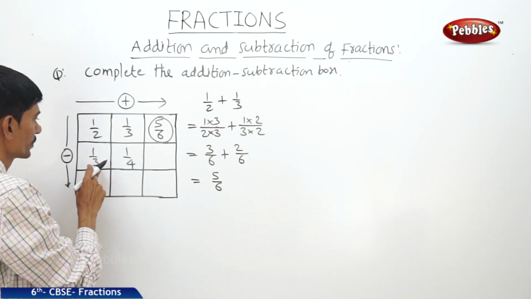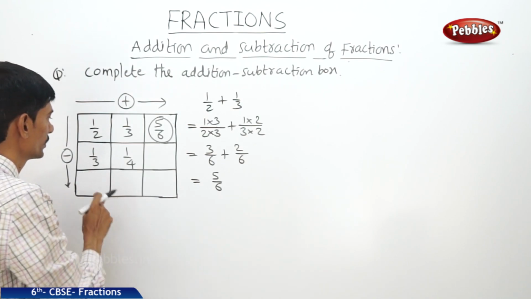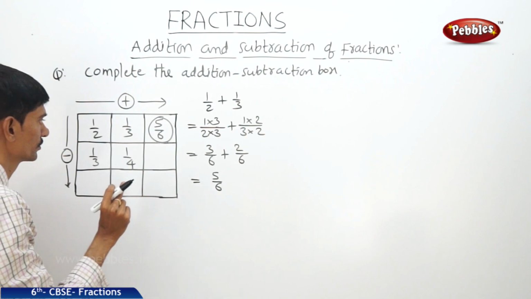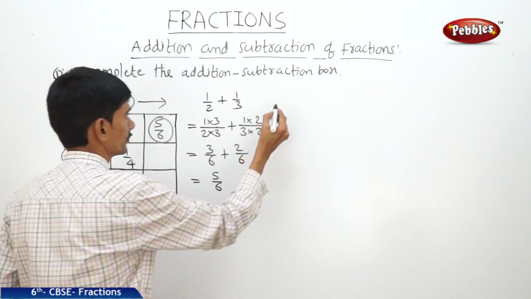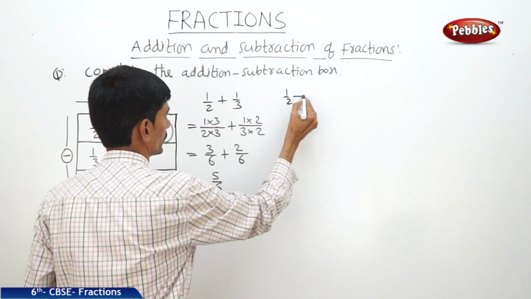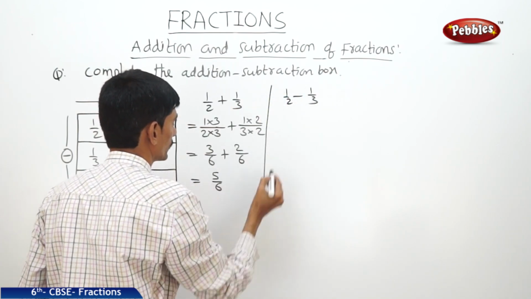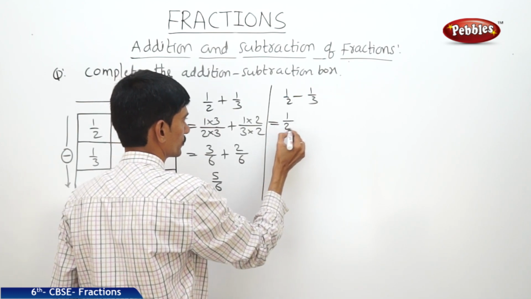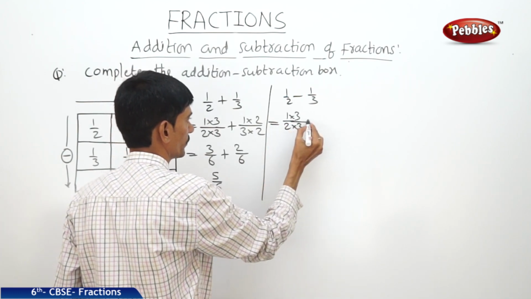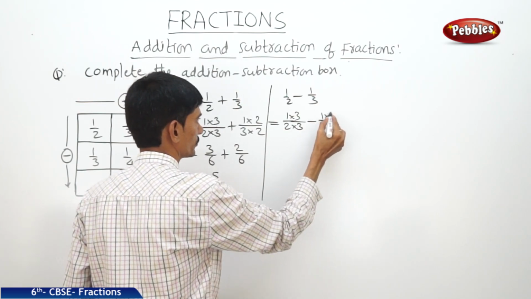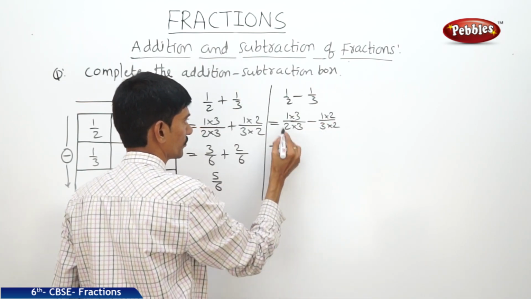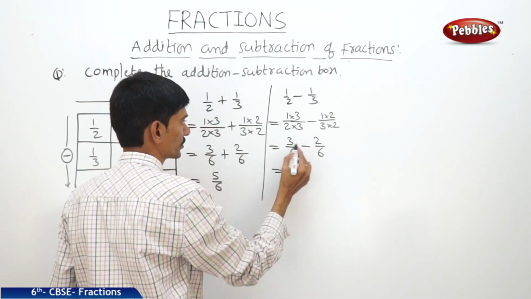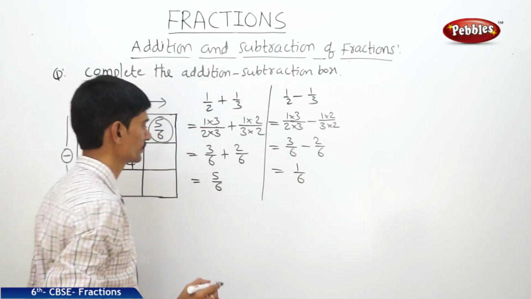Next, 1 by 2 minus 1 by 3 should be filled in this box. So 1 by 2 minus 1 by 3. So here also we follow the same procedure. So 1 by 2 into 3 minus 1 by 3 into 2, into 2. So then 1 3s are 3 by 6 minus 2 by 6. So 3 minus 2, 1 by 6.